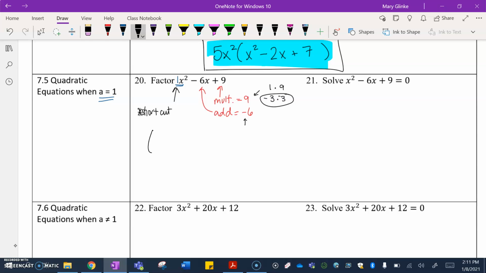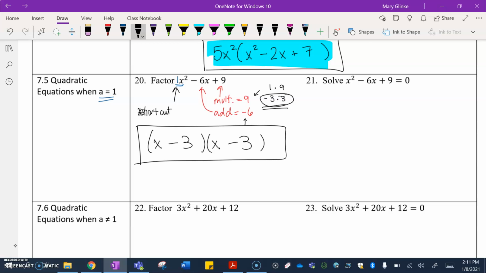So what we can do is go ahead and put down our parentheses, and we can write x and x. And then whatever numbers you got, you're going to plug into your parentheses, and you're going to get x minus 3 and x minus 3. Now you can always go back and check your answer using the distributive property. So x squared minus 3x plus 9. When you look at this, this is exactly what you started with, which is why this is correct, because you have unmultiplied it successfully.